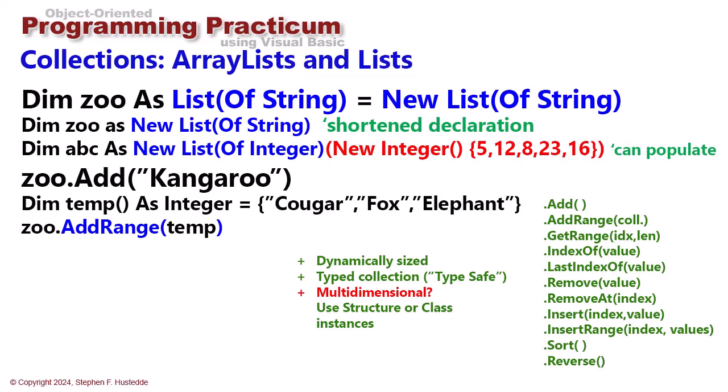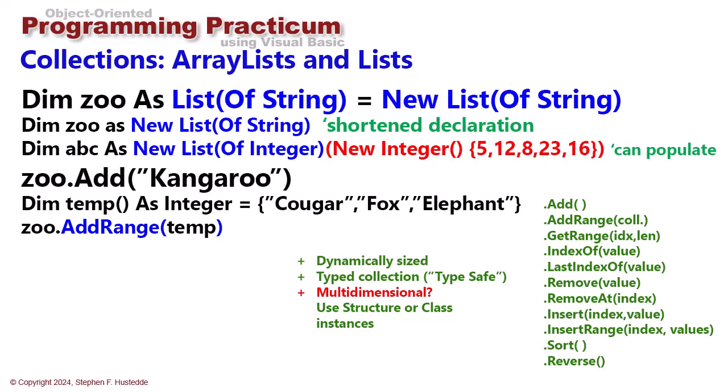the array list. The advantage of the list is, again, they are dynamically sized. They will shrink and expand as needed. But the big thing is they are type safe. It is a typed collection, and that removes a lot of possibilities of error. They are not multidimensional. However, we do use structures and class instances, which are a better way of doing it than probably using multi-dimensions in an array.